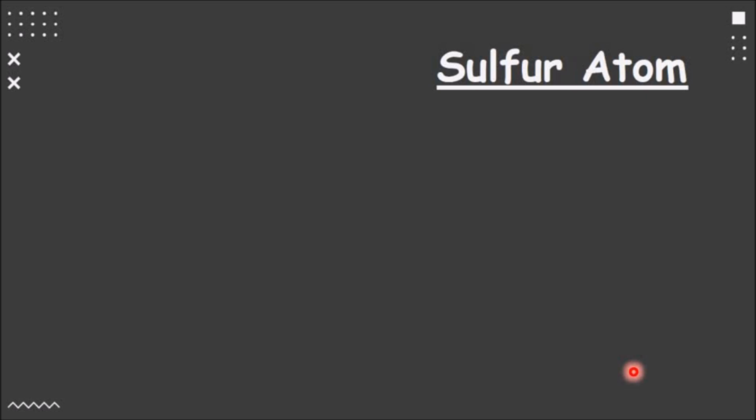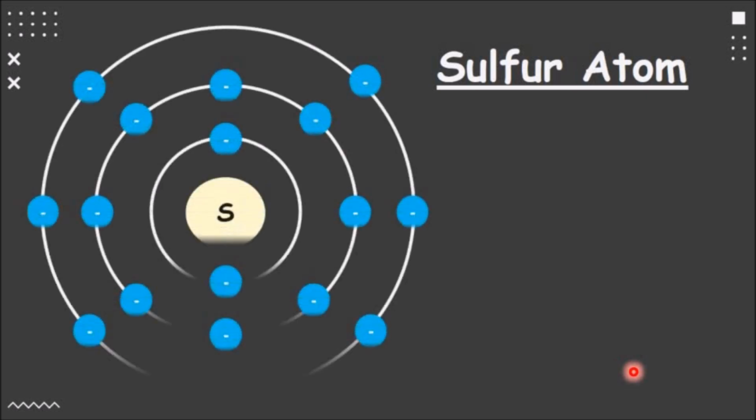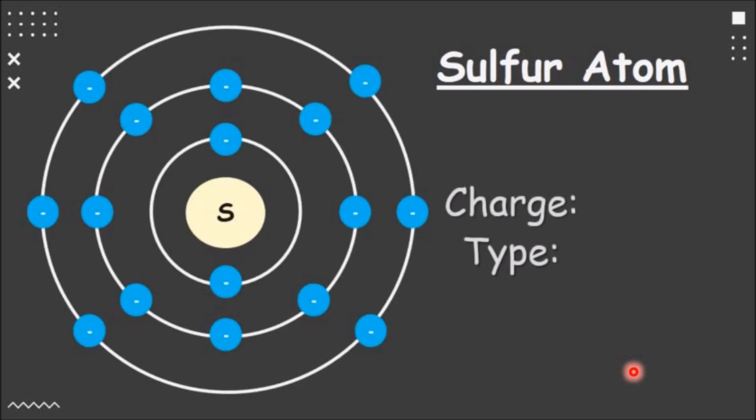For the next example, we have here the sulfur atom. Now what I want you to do is to identify its charge and what type of ion it is. You can pause this video while answering the questions.